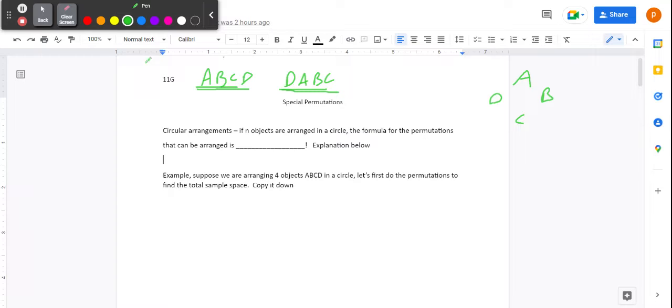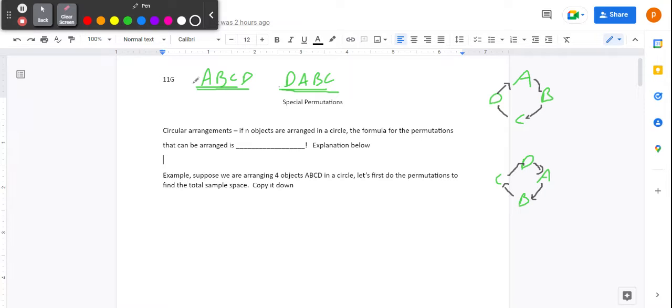However, if we're talking about objects being arranged in a circle clockwise, and we have D A B C, notice these are like chairs around a round table. D is in between C and A still. C is between D and B. B is between A and C. And A is between D and B. So if we look at clockwise, A to B, B to C, C to D, D to A. This circular arrangement is the same as this circular arrangement.